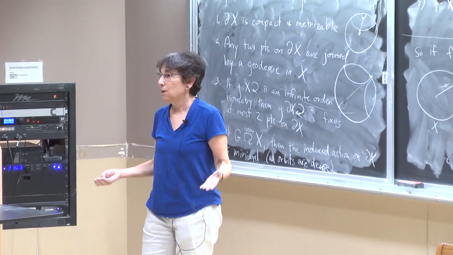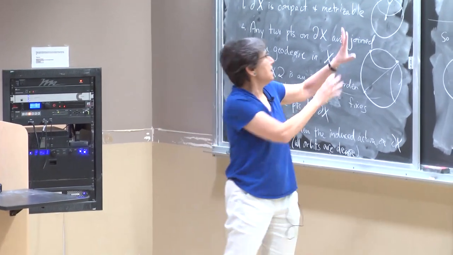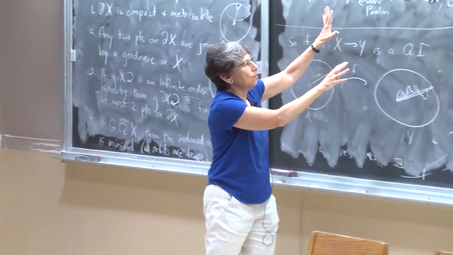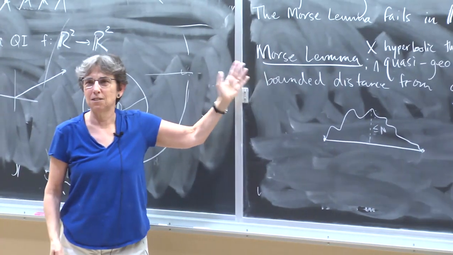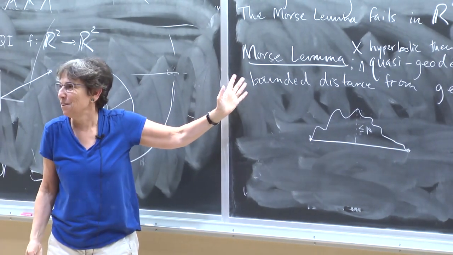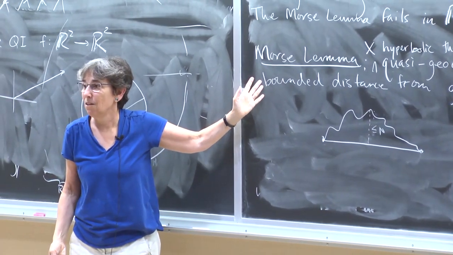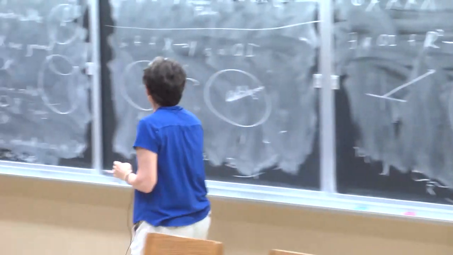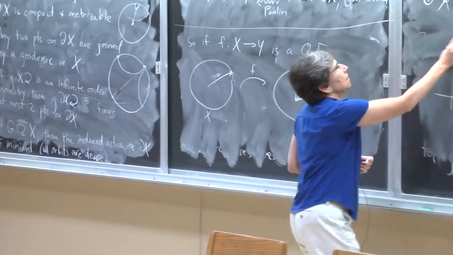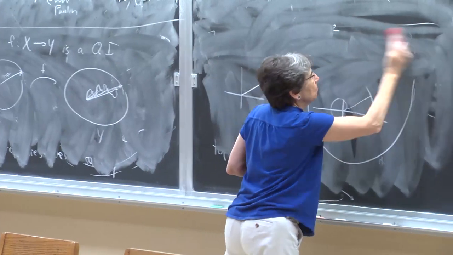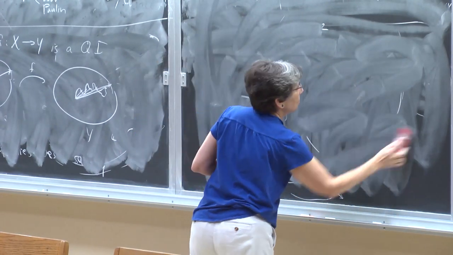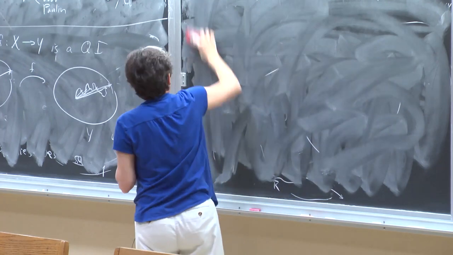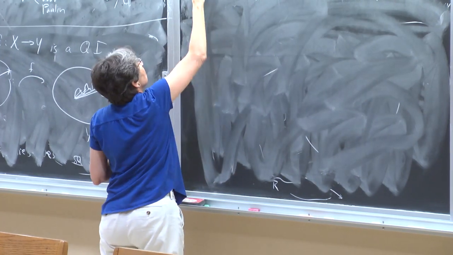All right? So pretty much everything we want to do for boundaries somehow depends on this Morse lemma. So let's just stick with the things that are Morse and throw out the others. All right, so that's the definition of the Morse boundary.